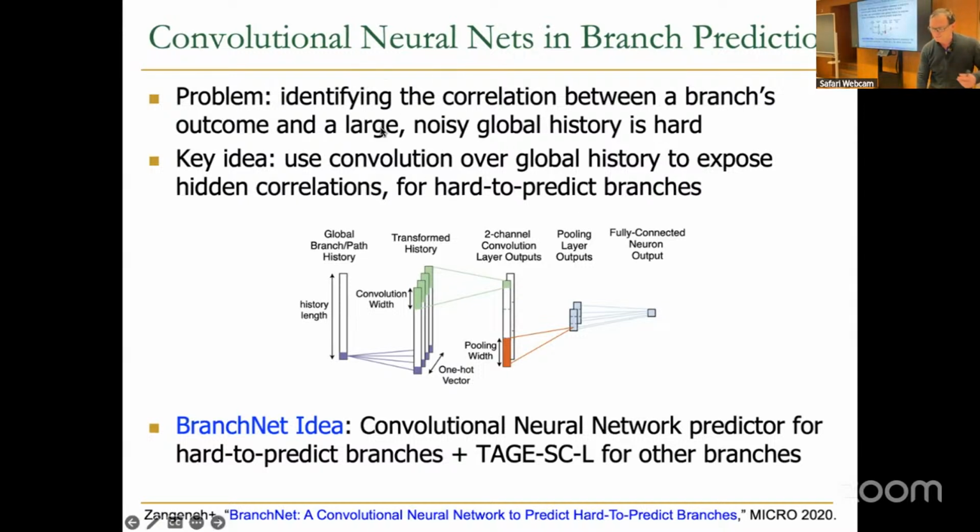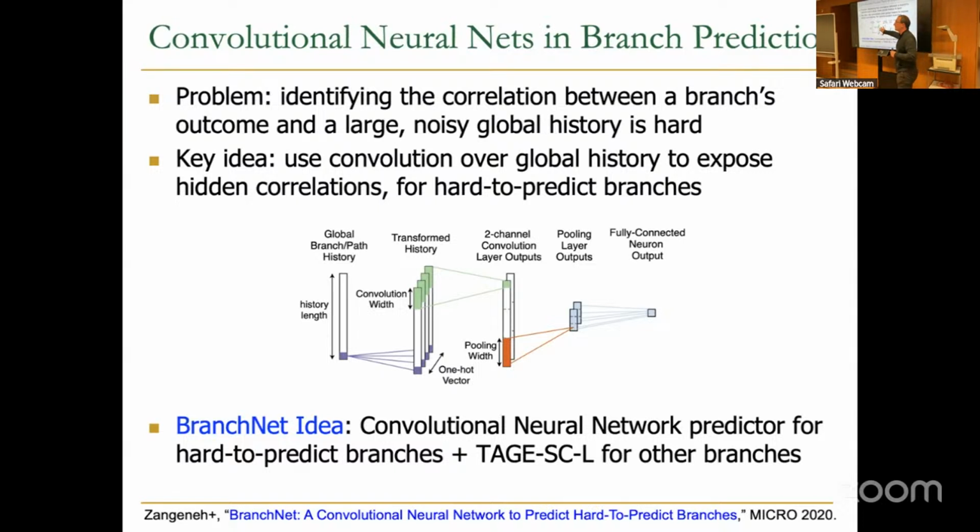So these folks said that you could train, essentially the problem is, if you have a large, noisy global history, identifying the correlation between a branch's outcome and what it correlates with is hard. But we can potentially identify these correlations with things that we know identify correlations nicely today, right? Convolutional neural networks. You use global history to expose those hidden correlations, but only for hard to predict branches. Don't do it for all branches. If the branch is not easy to predict, use a convolutional neural network for it.